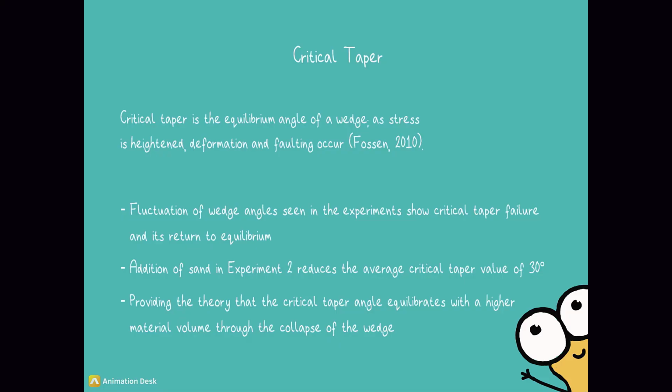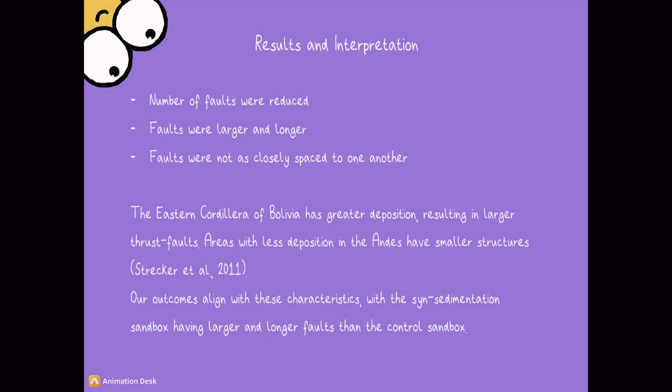The addition of sediment decreases the average critical taper value of 30 degrees, seen in the thrust faulting of experiment 1, providing the theory that the critical taper angle equilibrates with a higher material volume through the collapse of the wedge. In the syn-sedimentation sandbox, the number of faults were reduced, larger and longer, and not as closely spaced as the control sandbox.